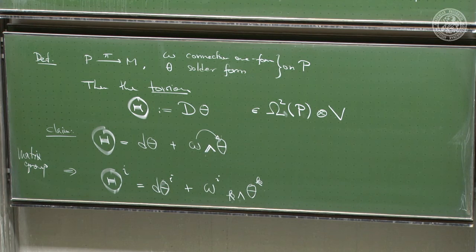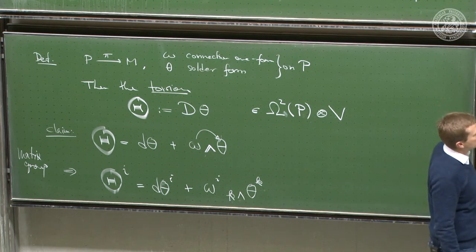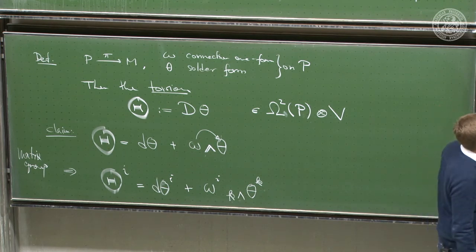Okay, and so finally we have a second Bianchi identity. Now, not a Bianchi identity for the curvature, but we have a Bianchi identity for the torsion as well.